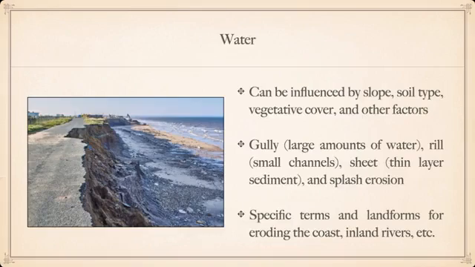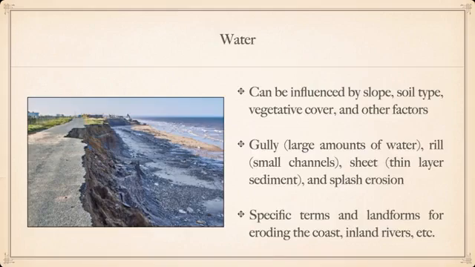Gully is when you have large amounts of water moving. Rill erosion is when you get small channels. Sheet erosion is when thin layers of sediment move. And then you have splash erosion, where a drop of water hits the ground and the particles just pop off. Literally, it's just what it says. It's erosion through splashing.